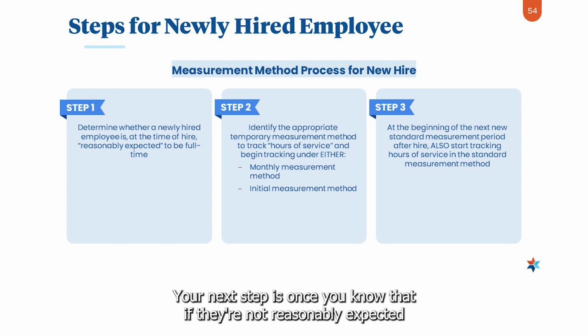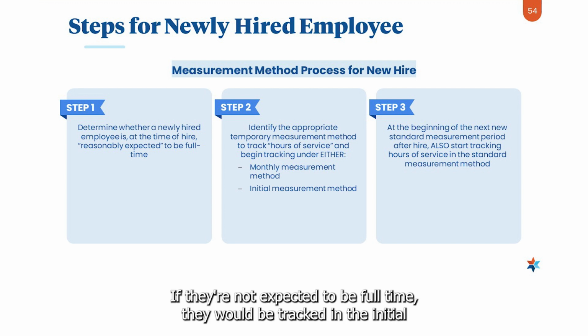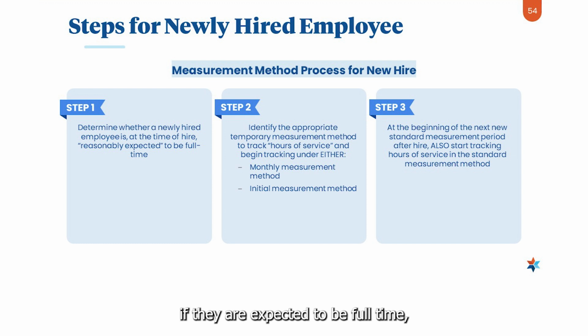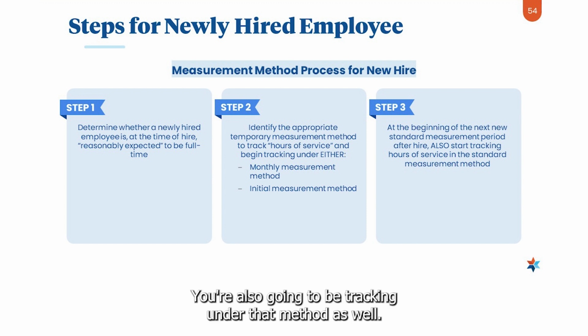Your next step is, once you know that, you've got to identify what tracking method. If they're not expected to be full-time, they would be tracked in the initial. If they are expected to be full-time, they'd be tracked in the monthly, temporarily. And then step 3 is, at the beginning of the next standard measurement period after hire, you're also going to be tracking under that method as well.